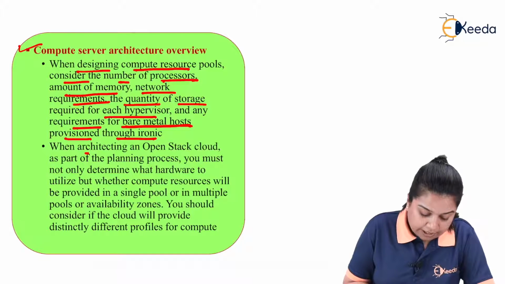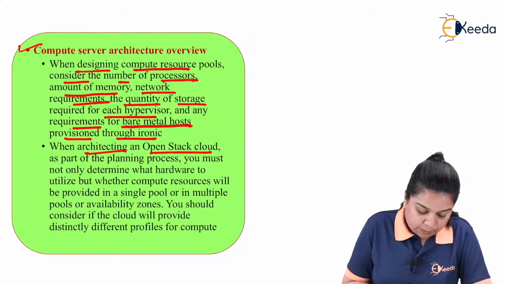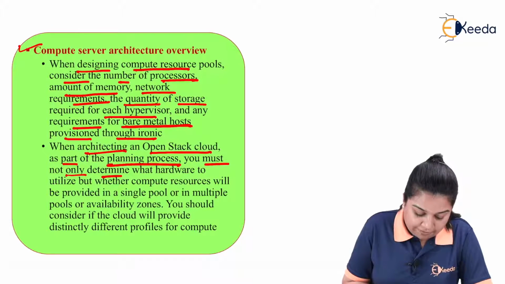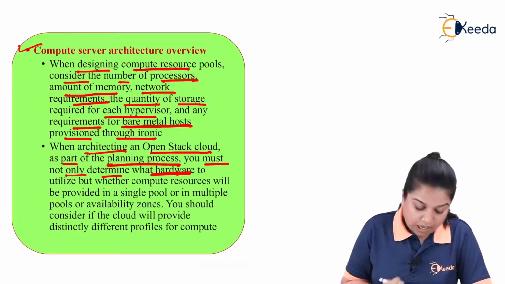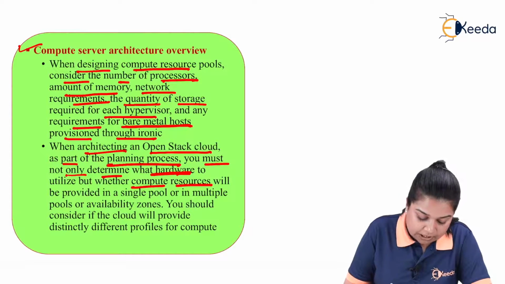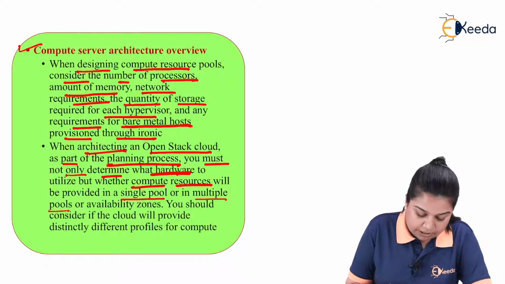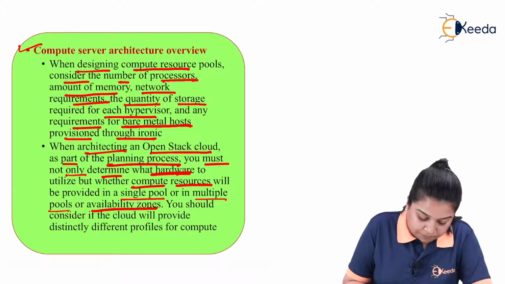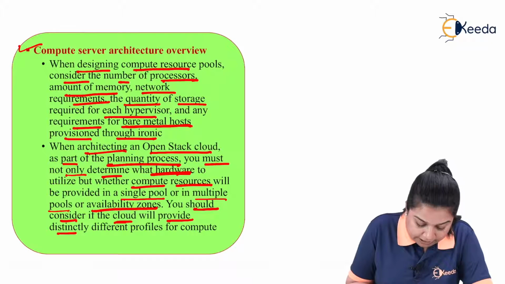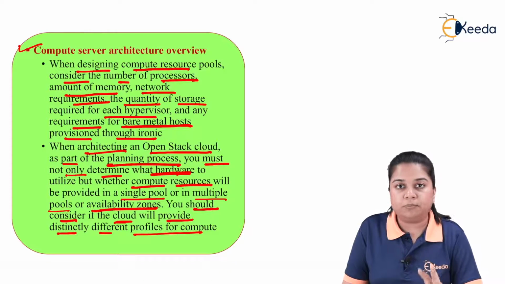Then, when architecting an OpenStack cloud as part of the planning process, you must not only determine what hardware to utilize, but whether compute resources will be provided in a single pool or in multiple pools or availability zones. Here, you should consider whether the cloud will provide distinctly different profiles for the compute architecture, or compute services.